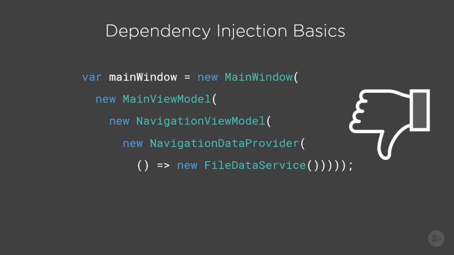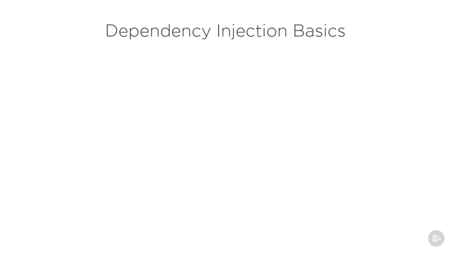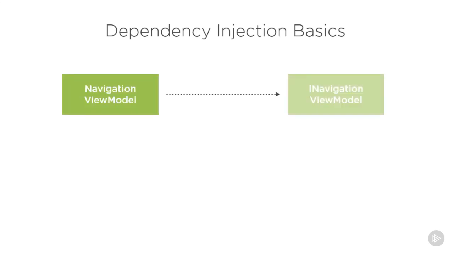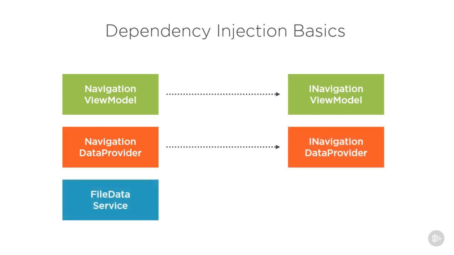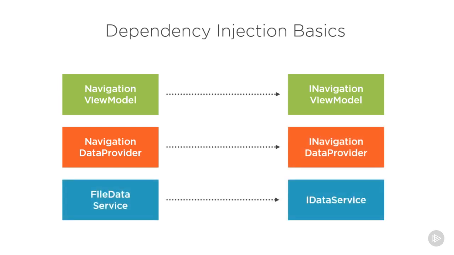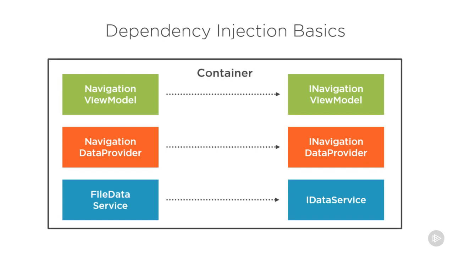We need to get rid of it, and we can get rid of it by using a dependency injection framework. Such a framework allows you to map concrete types to interfaces. In our case, we would map the navigation view model to the iNavigation view model interface. We would also map the navigation data provider to its interface and the file data service to its interface. All these mappings are defined in something that is called the container. The container knows which concrete type is mapped to which interface.